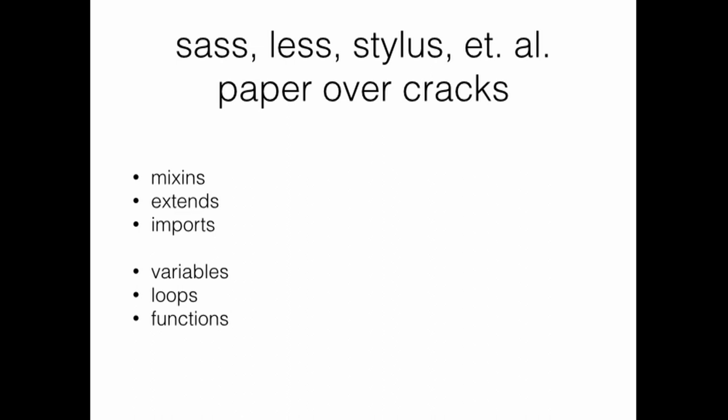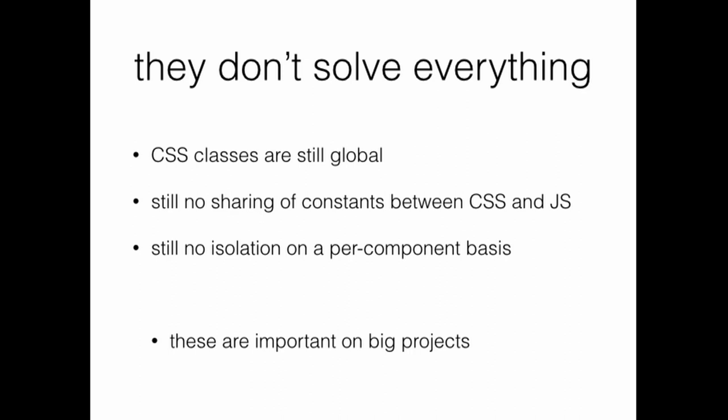So there are preprocessors that we all use, like Sass, Less, and Stylus. And they bring a lot to the table. They help a bit. We get mix-ins, extends, imports, and even programming language features, like variables, loops, and functions. But they don't solve everything. These problems are still there, even if you use a preprocessor. At Facebook, they have these huge projects, and so they're doing the CSS and JavaScript thing to help solve them.